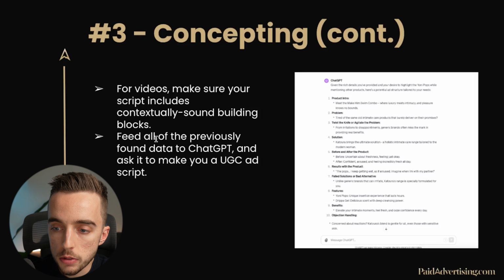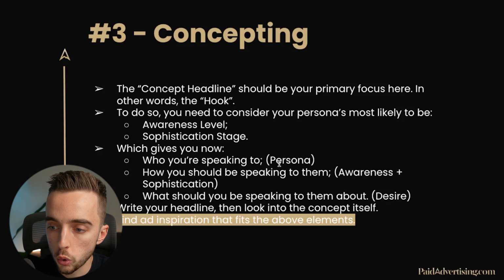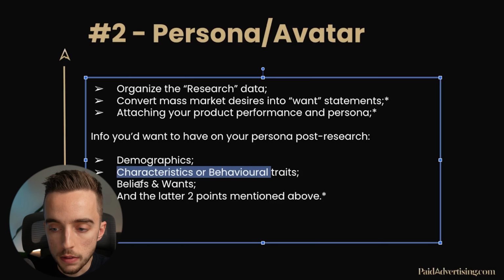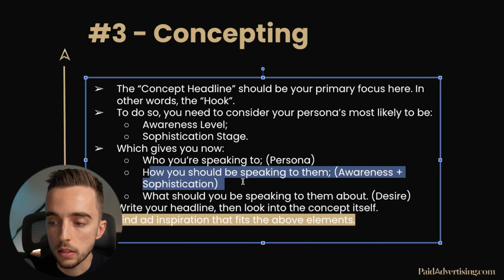If you were to make videos, it's quite simple because at this point you have everything you need to make that script. This is where AI comes in. What you can do is feed it all of the data, the who, the what, and the how, right? So, hey ChatGPT, here's my persona. They're this old. This is their character traits. This is their beliefs and their wants. This is their awareness level.